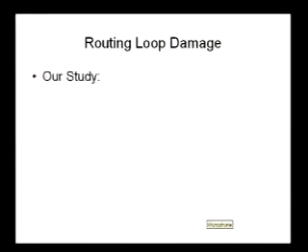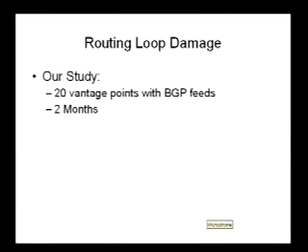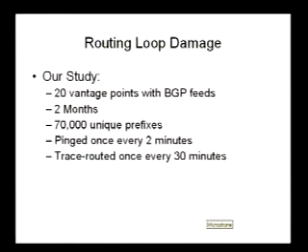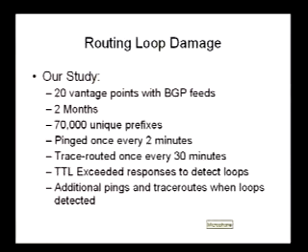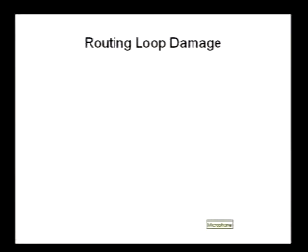So we set up 20 different hosts, all of which had BGP feeds, and for a period of 2 months, we sent pings once every 2 minutes to 70,000 unique prefixes. We also traceroutted to each of these prefixes once every 30 minutes. And then we looked at the TTL exceeded responses in order to detect loops. When we did detect a loop, we sent additional pings and traceroutes to better understand it. Then we correlated between when we saw a BGP update and when we saw a TTL exceeded message indicating a routing loop.